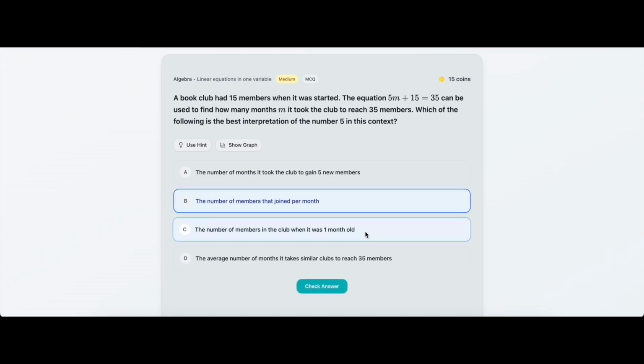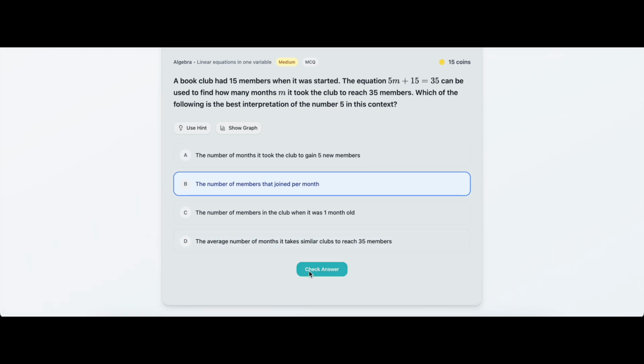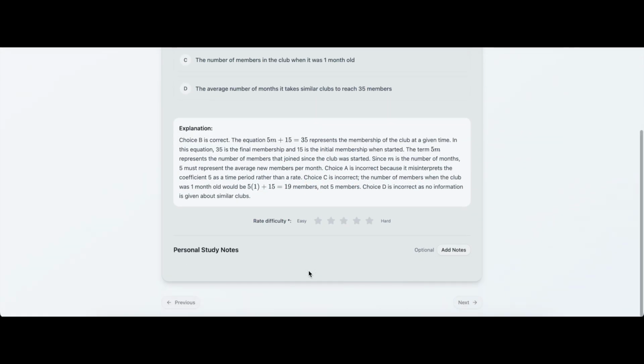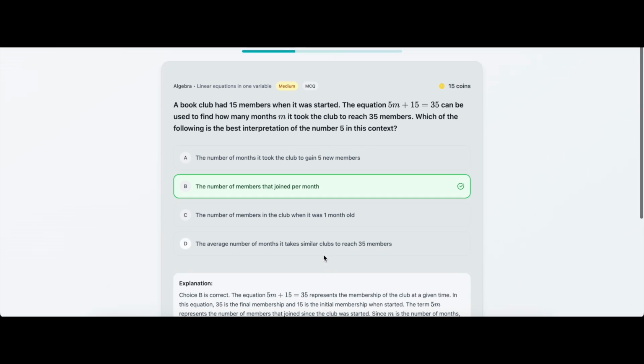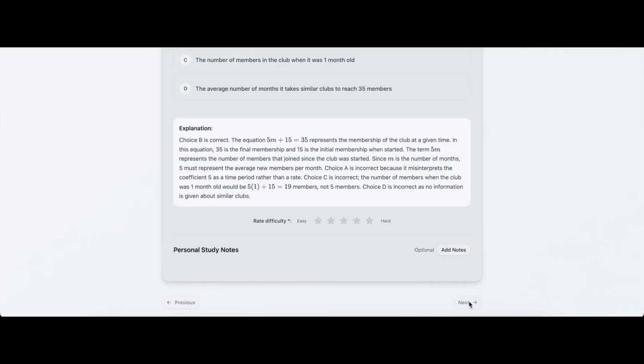C says the number of members in a club when it was 1 month old. No, that would just be you plug in m equals 1 and you solve, right? D says the average number of months it takes similar clubs to reach 35 members. No, that doesn't really make sense at all in this problem. So I think we'll stick with B. And we can see that that's correct. There's not really a way to solve this question using Desmos because it's like interpreting a linear equation. There's not much that you can use Desmos to solve this question.